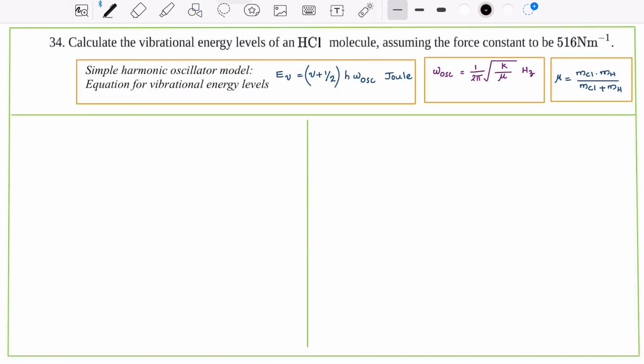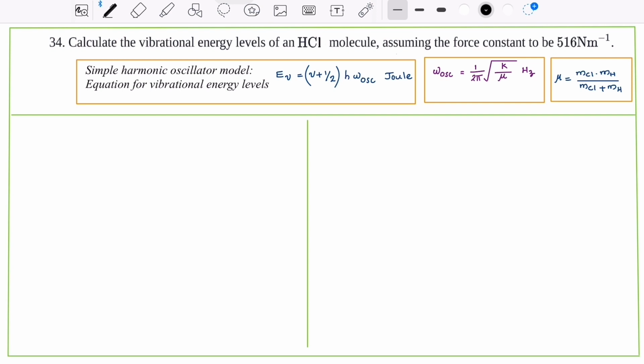The next problem is: calculate the vibrational energy levels of an HCl molecule assuming the force constant to be 516 Newton per meter. In the present problem, let us use the simple harmonic oscillator model. Suppose the HCl molecule vibrates simple harmonically, then the equation for vibrational energy levels is E nu equal to nu plus half h omega oscillation in joule, where nu is the vibrational quantum number.